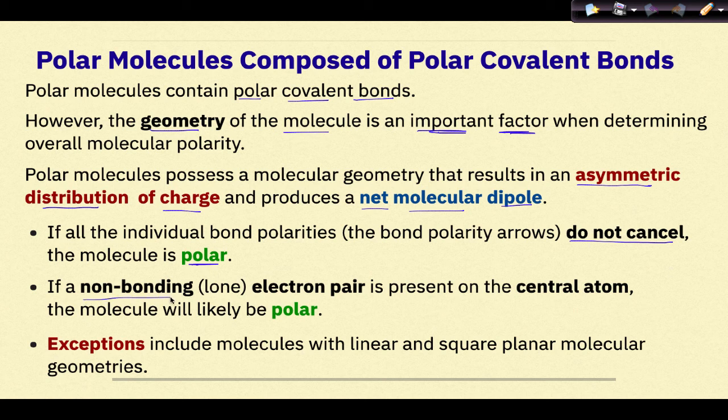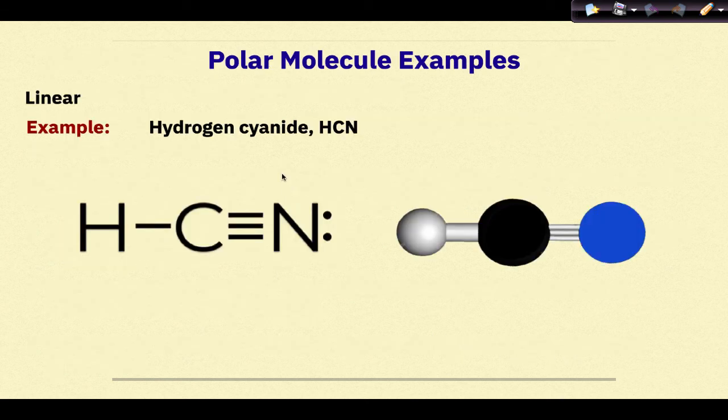If a non-bonding or lone electron pair is present on the central atom, the molecule will most likely be polar, but there are some exceptions. Exceptions include molecules with linear and square planar molecular geometries. Let's look at our first example, hydrogen cyanide, which has a linear molecular geometry.